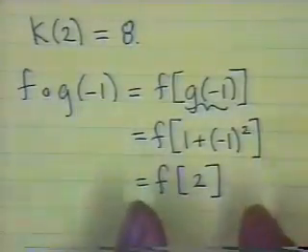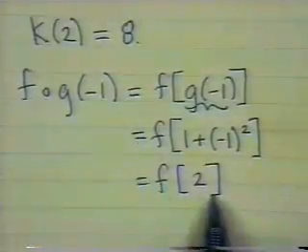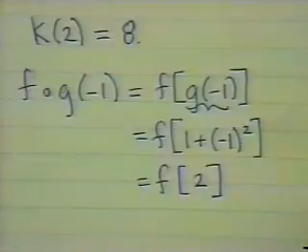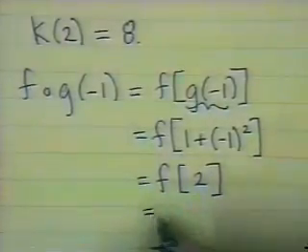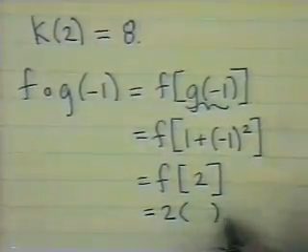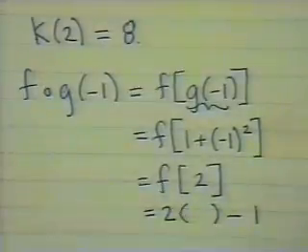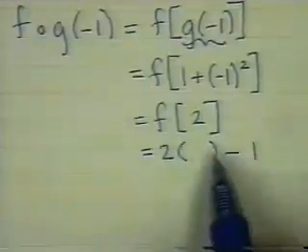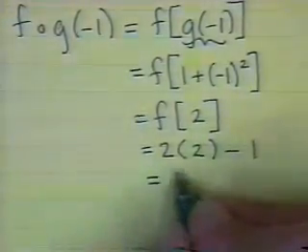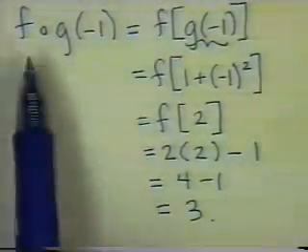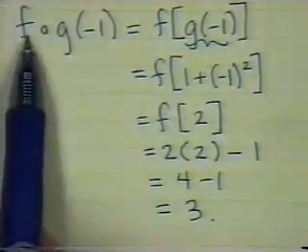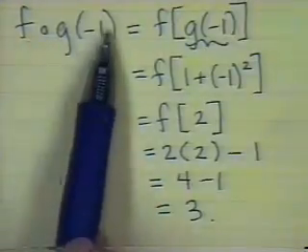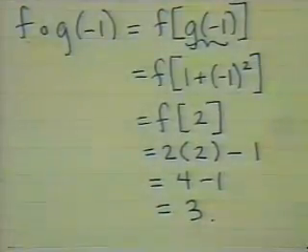Now we're going to step outside and evaluate function f at 2 to finish up this problem. Function f was 2x minus 1 above. I replaced my x's with parentheses, and now we're going to replace those x's with 2. So my final value is 4 minus 1, or 3. The composite function f of g evaluated at negative 1 is equal to 3.